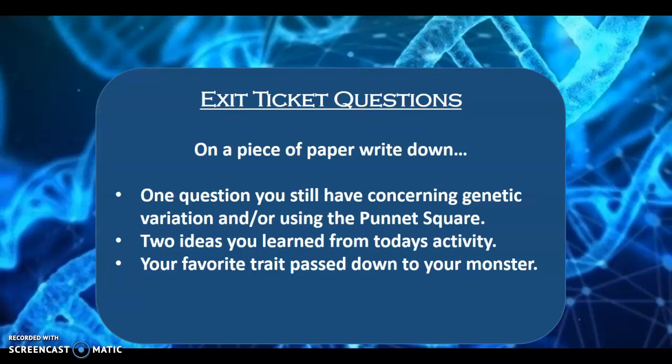For our exit ticket, I planned on having the students write on a piece of paper one question they have concerning genetic variation or using the Punnett square. I figured this would be a great opportunity for them to write any additional questions down that they have, and also for me to kind of get an understanding as to where they are at and what areas we need to cover the following day. I also encourage them to list 2 ideas they learned from today's activity and their favorite trait that was passed down from their monster.